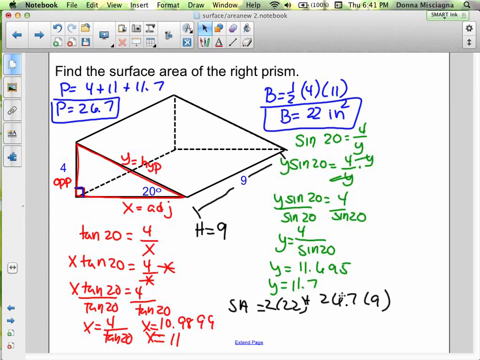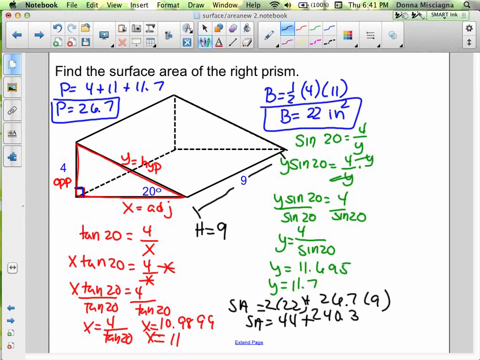And let's multiply. So this is 44 plus, I'm going to use a calculator for this one. 26.7 times 9 is 240.3. And when we add that together, I'm trying to decide where I'm going to fit this. I guess right down here. I hope you can see this. All right, so that's going to be 284.3.